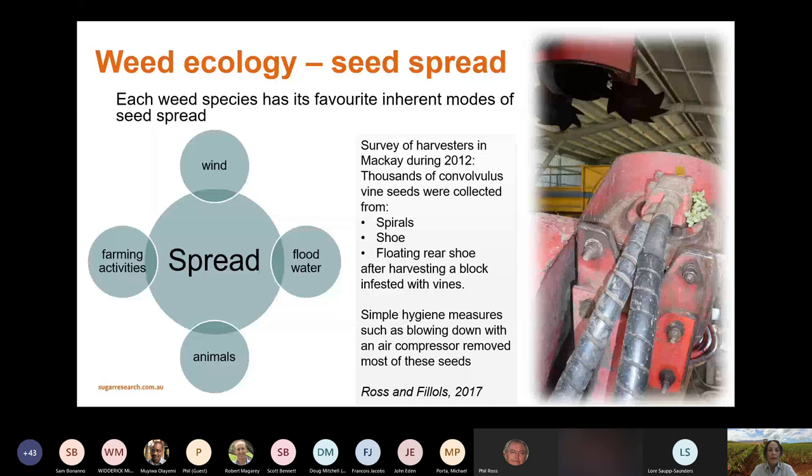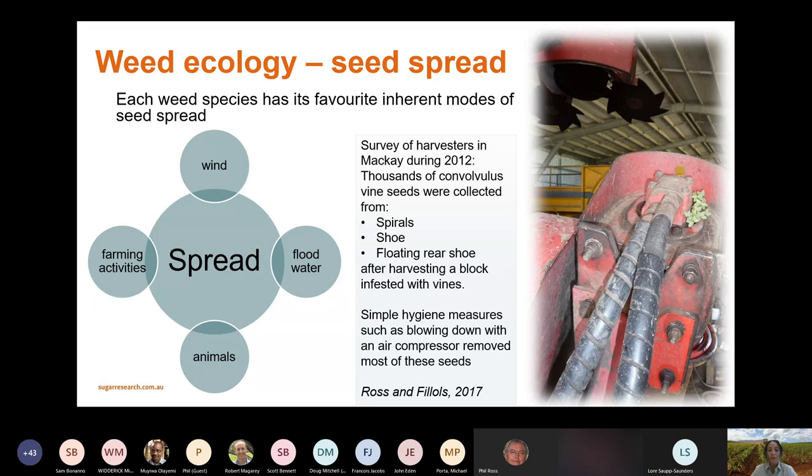In 2012, I carried out a survey in the Mackay region on harvesters that had just harvested a block infested with vines. When I looked at this harvester and collected the dust and particles from all over it, I found that thousands of convolvulus vine seeds were located in the spiral shoes and floating rear shoe. We're talking thousands. On one harvester, I collected about 16,000 convolvulus seeds. After talking to the contractor, we figured out that a very simple blowdown, like a 5-minute blowdown, in this crucial area of the spiral shoe and floating rear shoe dramatically decreased the amount of seed that was transported further. We could go from 10,000 to less than 10. So it's a very, very effective tool, just blowing with a compressor in the paddock.